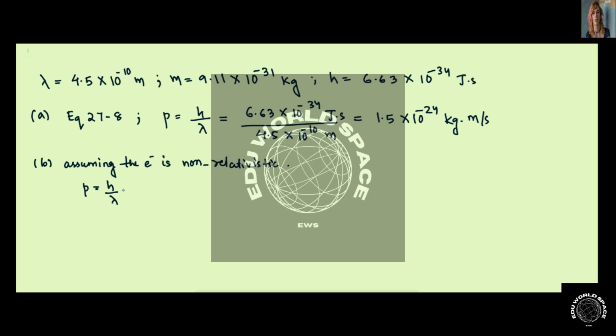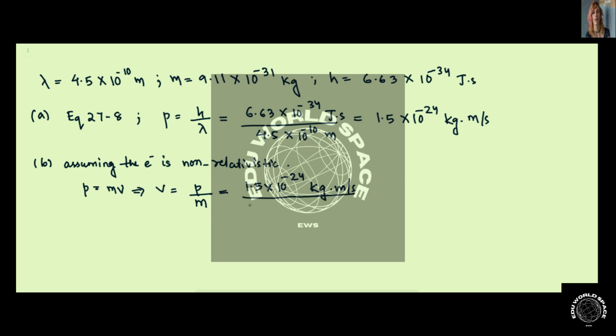Okay, so maybe we don't need to use that. Now that we have assumed that this is non-relativistic, we can simply write the momentum P is equal to mass times velocity. So velocity will be equal to momentum over the mass. And we have already calculated the momentum here, so we will use that in this equation.